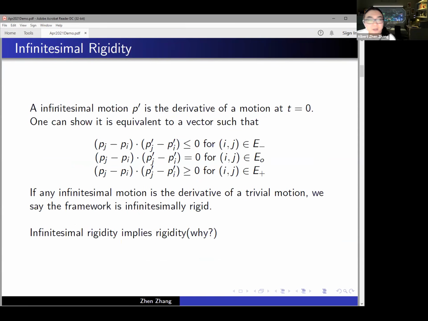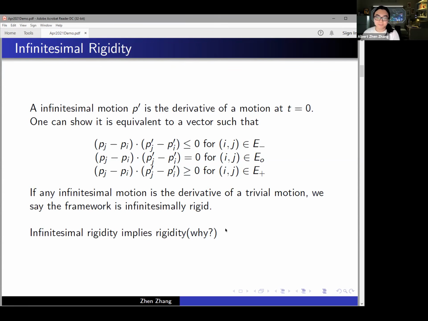Then we can ask about infinitesimal rigidity. An infinitesimal motion is the derivative of a motion at t equals 0. One can show it is equivalent to a vector p prime such that the derivative of the length squared, which is given by this, satisfies the inequality we want. If any infinitesimal motion is the derivative of a trivial motion, we say the framework is infinitesimally rigid. So those are the basic definitions for tensegrity frameworks.